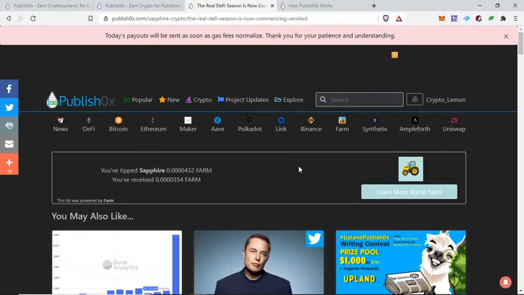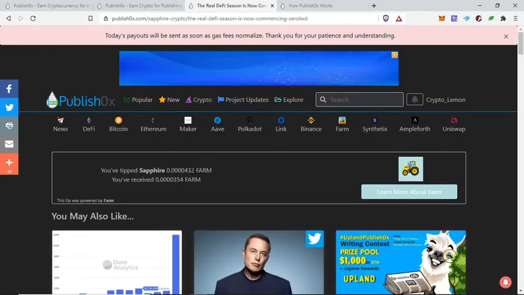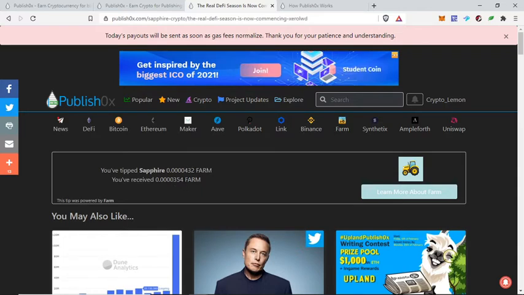And so I've given to Sphere this amount of form, and I've received this amount of form. So what you should know is, actually per day, you have, I think, 7 to 8 tips that you can give to different authors. Of course, you cannot vote on your own articles.